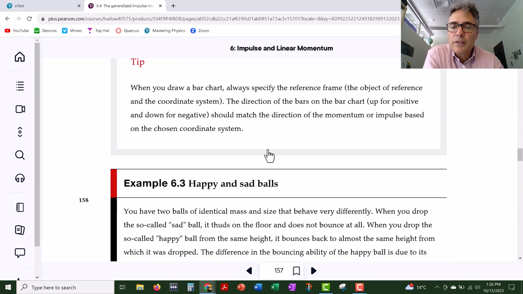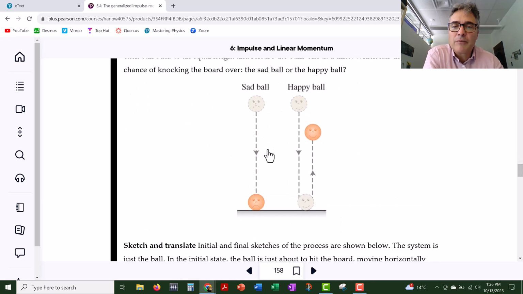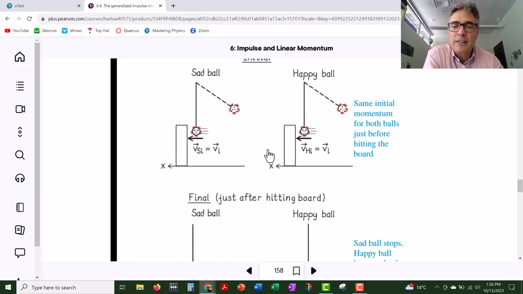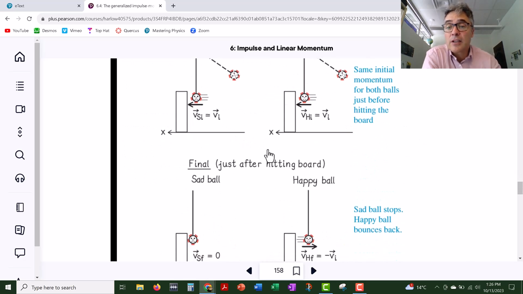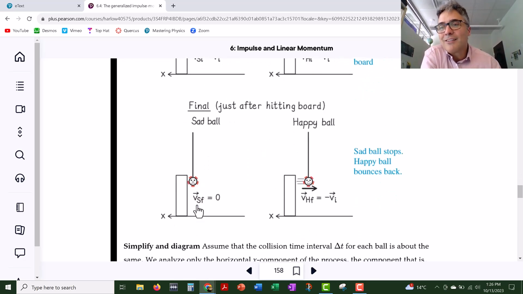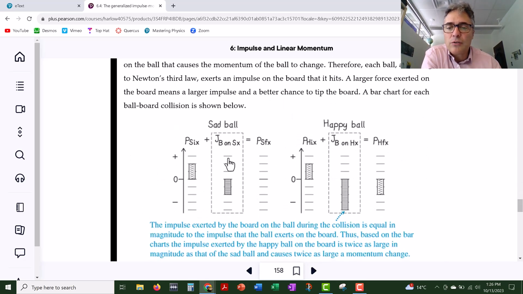So it's good to try these. This is happy ball versus sad ball. I might try to bring one of those to class. Basically, some things bounce and conserve their motion or kinetic energy, and some things don't bounce, but they still have to conserve momentum. They just do it in different ways.